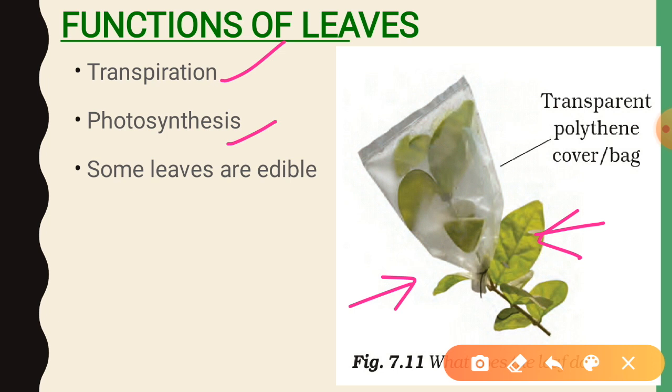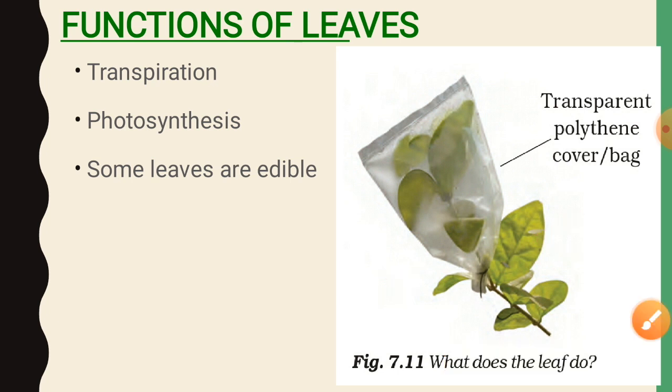Now the last function you can see here is some leaves are edible. Yes, you must use many kind of leaves in your vegetable, in your salad. If I give you example, then cabbage, spinach, coriander, there are many more. So these are the functions which are performed by the leaves.